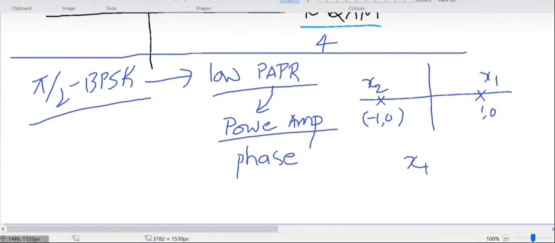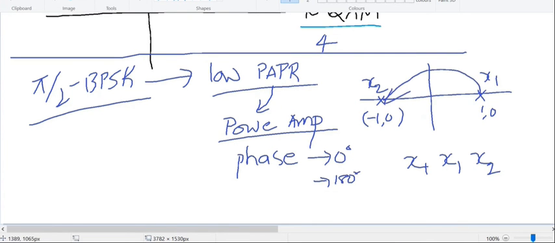If X1 is there, and the next symbol is also X1, then it need not do any transition, 0 degrees. But if the next symbol is X2, then again it has to do a 180-degree transition from here to here. But again, if there is an X2, it will remain here only. But again, if there is an X1, yes, it has to do a transition. So while doing the transition, basically, it has to pass the center.